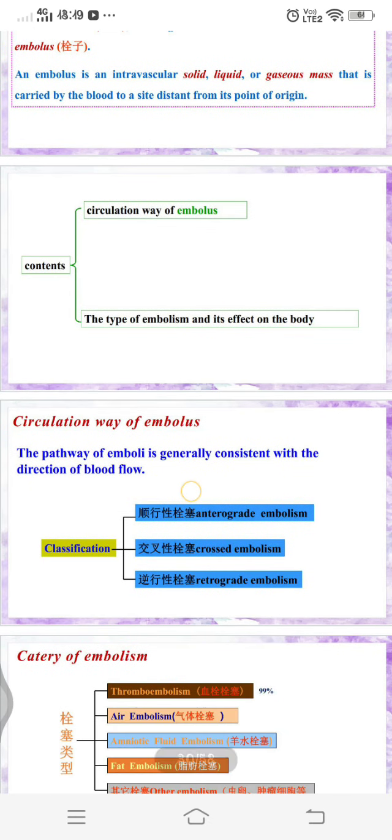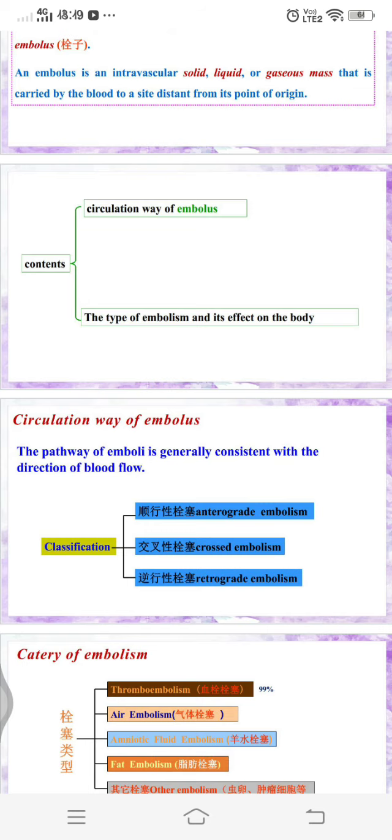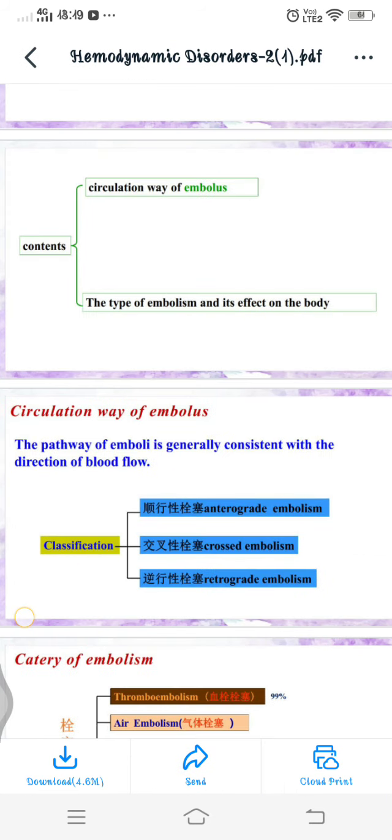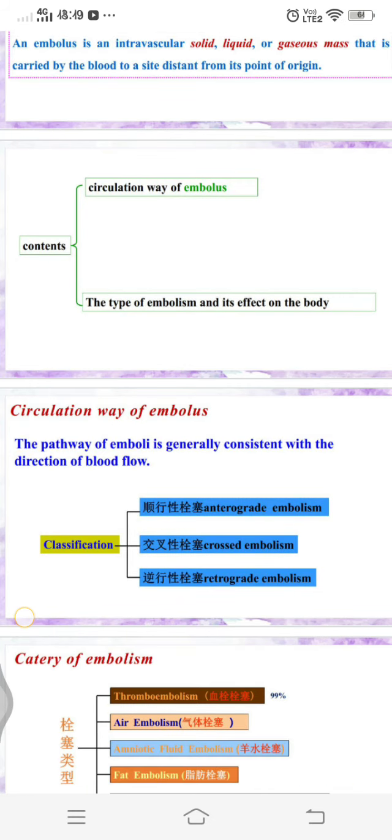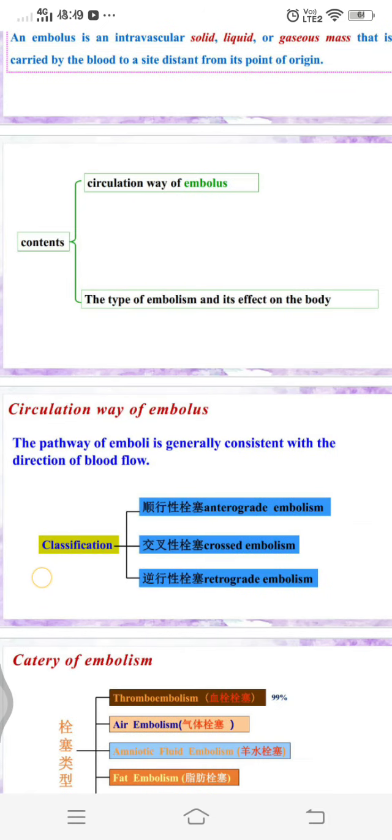Based on the circulation pathway of the embolus, which is generally consistent with the direction of blood flow, it is classified into anterograde embolism, crossed embolism, and retrograde embolism. Anterograde embolism moves in the direction of the blood flow. Crossed embolism is also called paradoxical embolism, in which the embolus travels from the venous side of the circulation to the arterial side, and vice versa. This is because of septal defects or other defects. So this is known as paradoxical. Because of this crossed embolism, it also goes into the systemic circulation, that is, towards the arterial side.